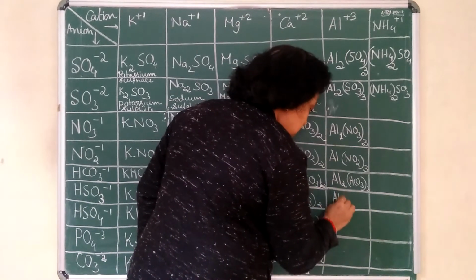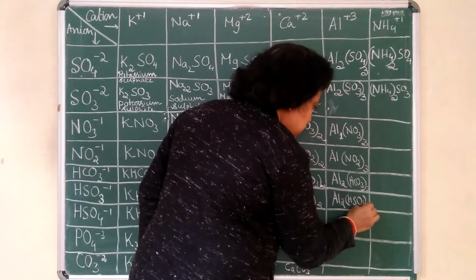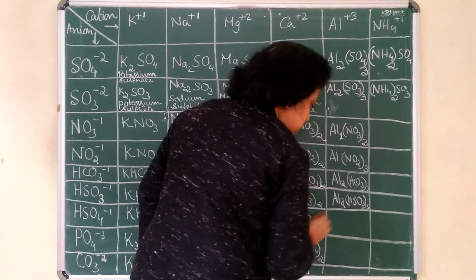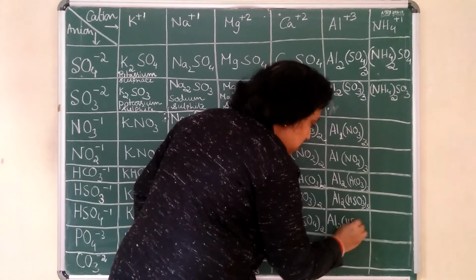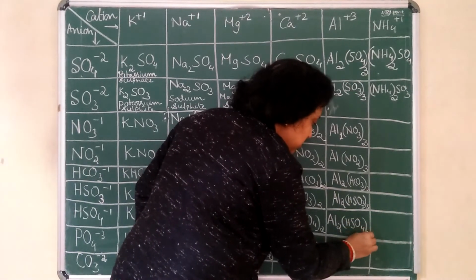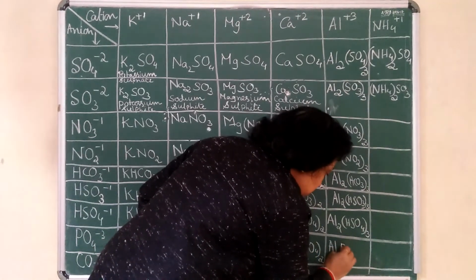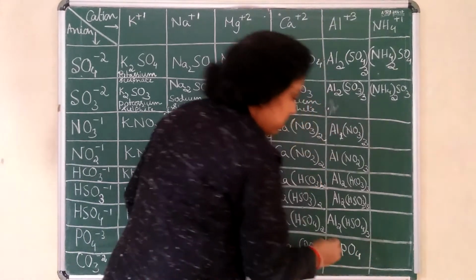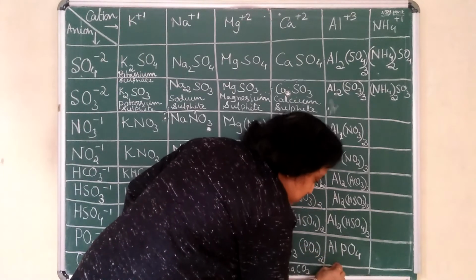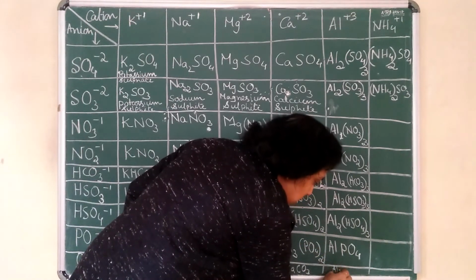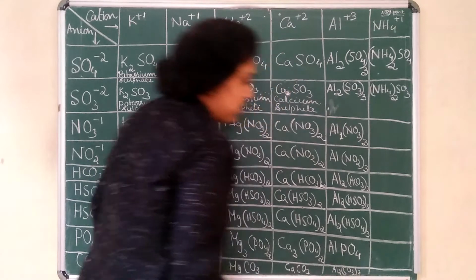Then same way Al(HSO3)3, bisulfite. Then bisulfate, HSO4. Then phosphate, both valency 3, so 3 will be cancelled, 3 will be cancelled, so it is AlPO4. And carbonate is 2, so aluminium will get 2, and carbonate will be written in bracket, after bracket aluminium valency 3.